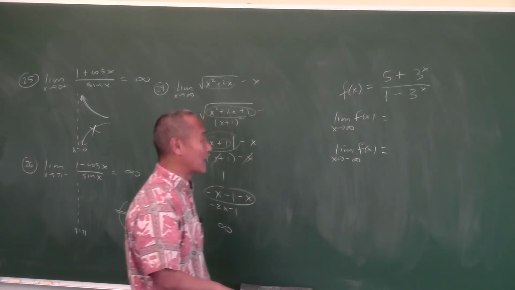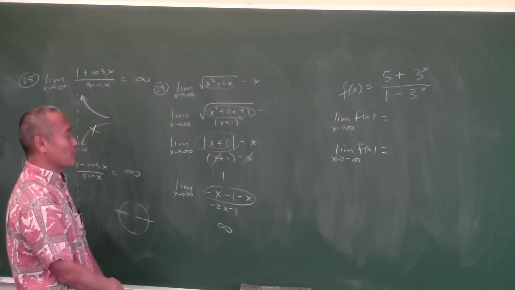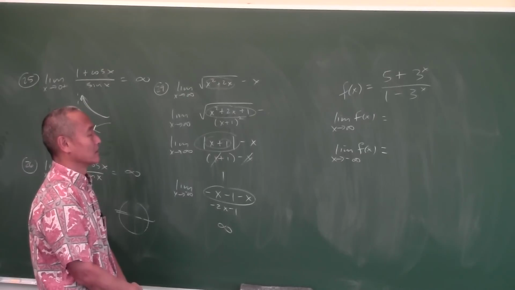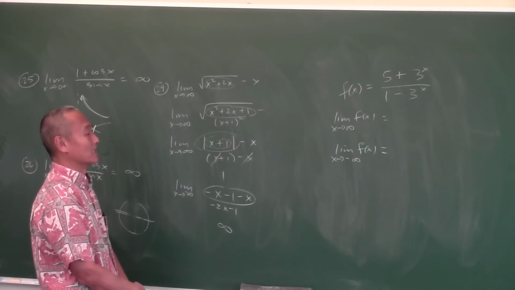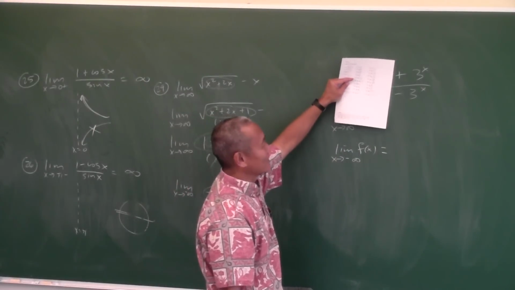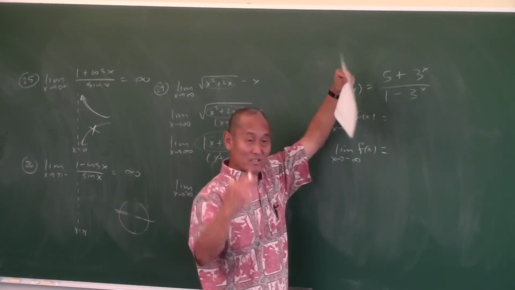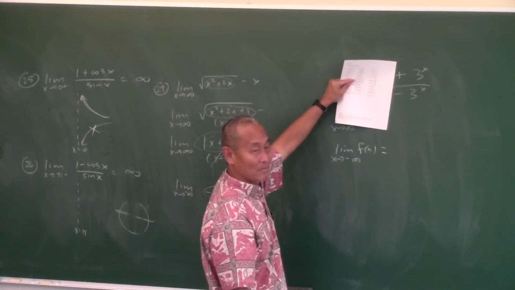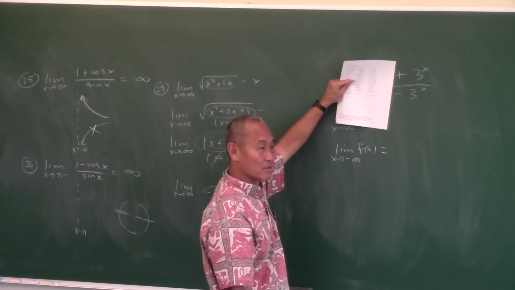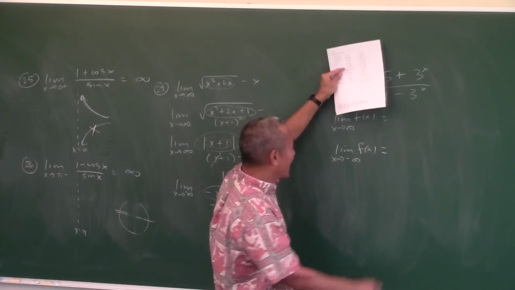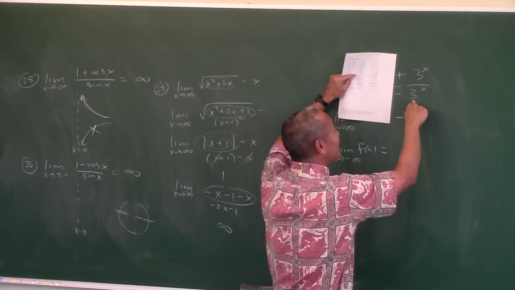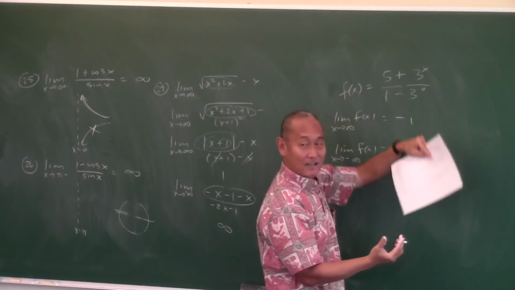Okay, let's see if we can think it out. What happens when you plug in a really huge number for x, like a billion? Can you see that the 5 and the 1 are just insignificant? 3 to the billion power is so huge that 5 and the 1 don't even matter, right? So what number is it getting closer to, you think? Negative 1, because you have 3 to the billion over negative 3 to the billion. Isn't that like negative 1?